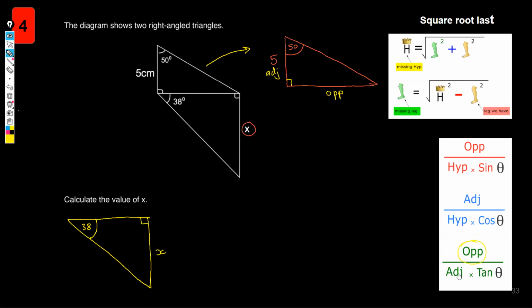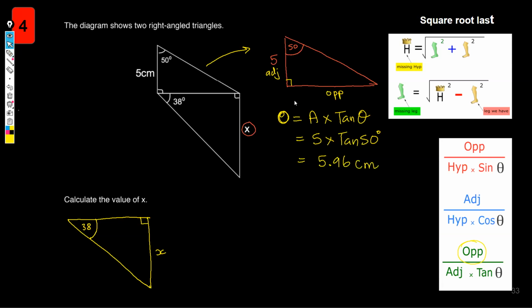And I want to find the opposite side. So to find the opposite, it's adjacent multiplied by tan theta. I'm just going to take the adjacent and multiply it by tan theta. That's just the remainder of the formula. The adjacent is 5 and theta is 50 degrees. So let's multiply that. 5 multiplied by tan 50, I'm getting 5.96 centimeters. How much people have up to there?